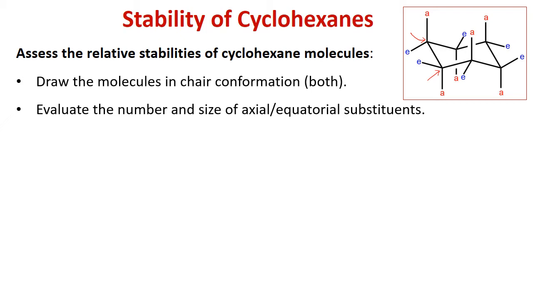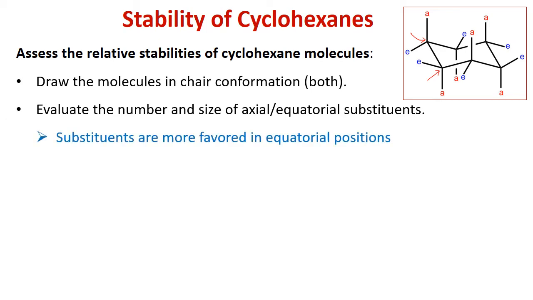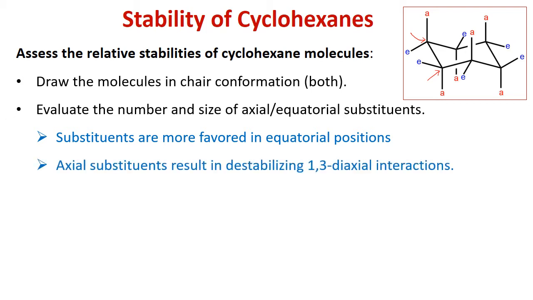Once you have the structure, evaluate the number and size of the axial and equatorial substituents. Recollect that substituents are more favored in the equatorial positions. These positions are in some sense more roomy than the axial positions. Axial substituents, when a molecule is drawn in its chair conformation, result in destabilizing 1,3 diaxial interactions.